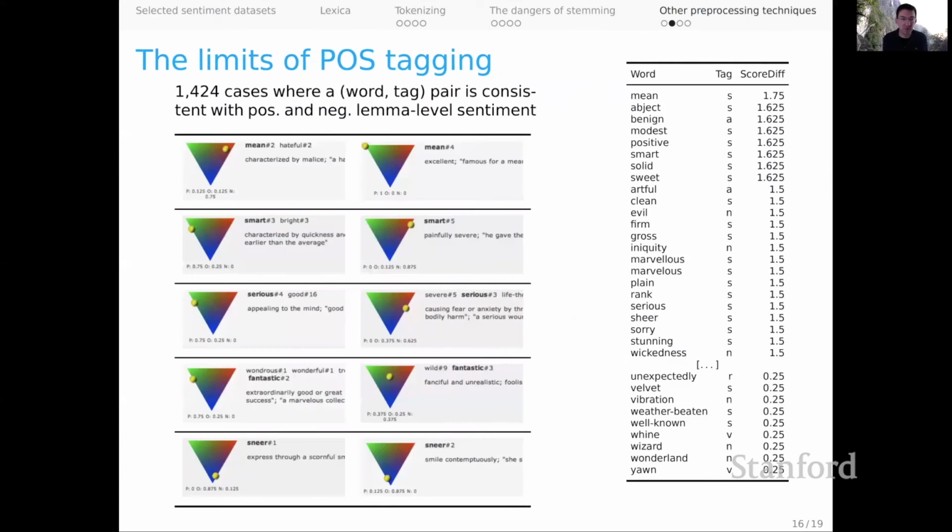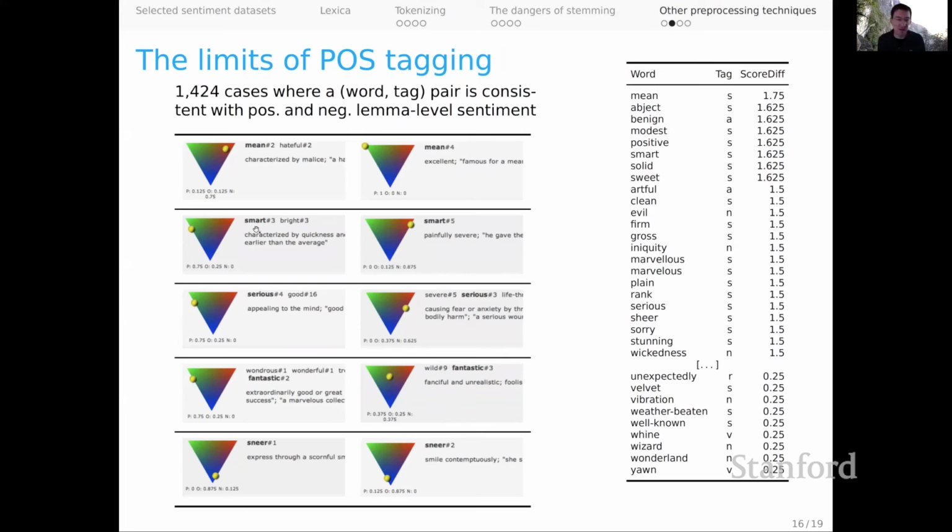But there are limits even to this, right? So this is just some cases on these slides where even within the same part of speech, we have an adjective that in one sense is positive and another negative. For example, the adjective mean can mean hateful, but it can also mean excellent, as in they make a mean apple pie.